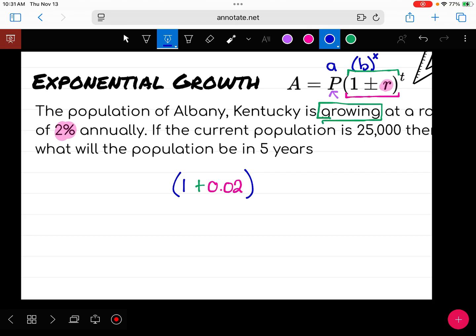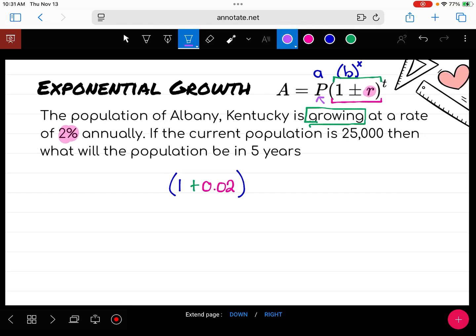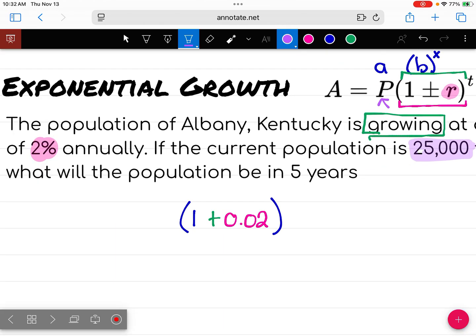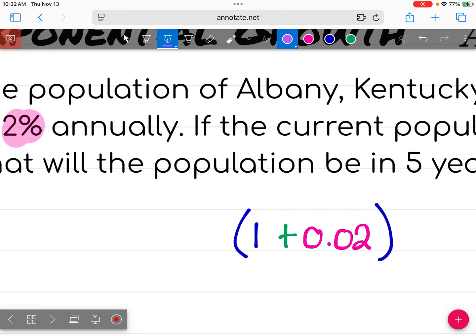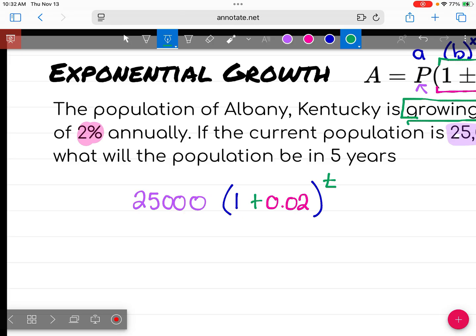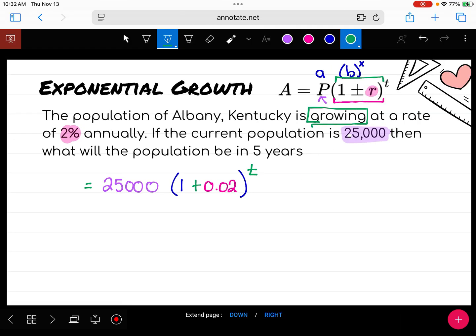What is our starting population, our starting amount? 25,000. So that is our principal, our starting amount, 25,000. Our exponent is going to be that t. And what the A tells us is the amount of people in town. So if we needed to just write an equation, we'd write it like this. We could simplify my 1 plus 0.02.